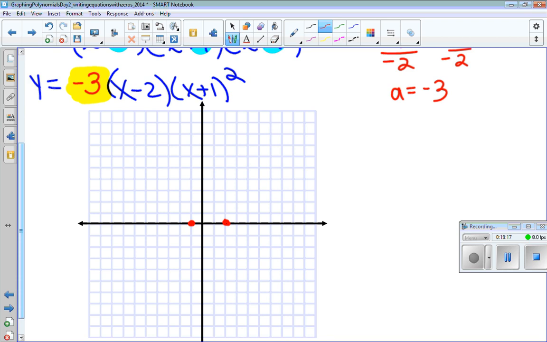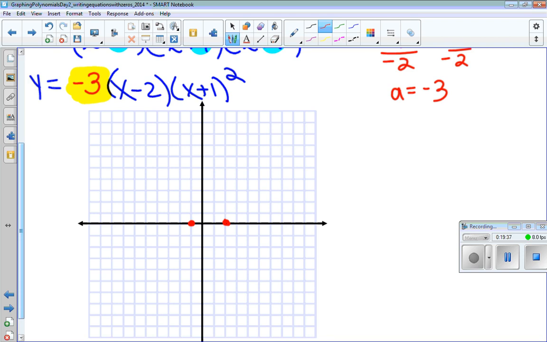So, how about end behavior? Both up, both down, one up, one down? One up, one down. The degree is 3. Do you agree with that? The degree is still 3. I have 2 x's here and another x here. So I have 3 x's. So the degree is 3.